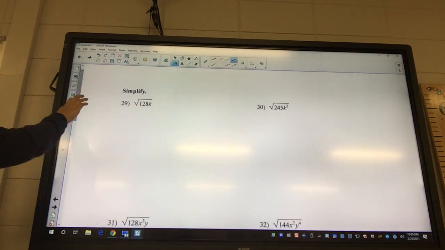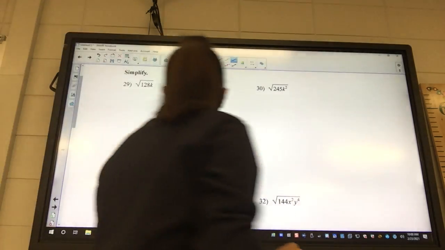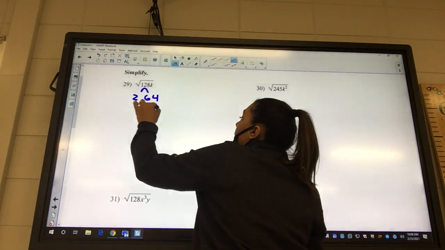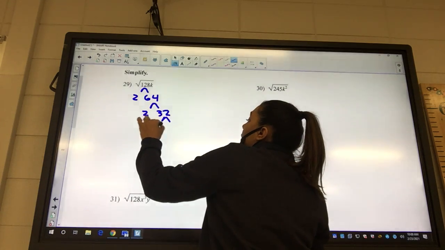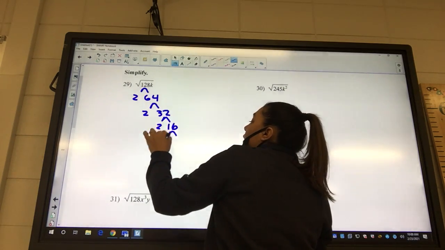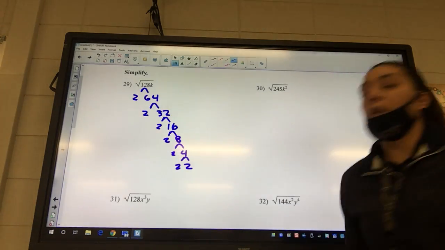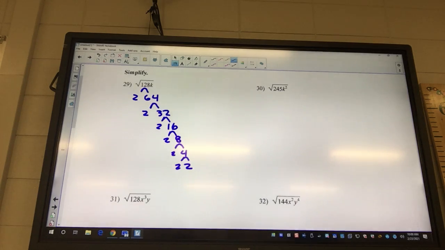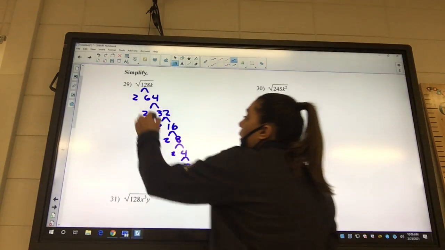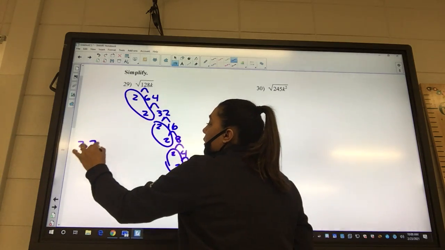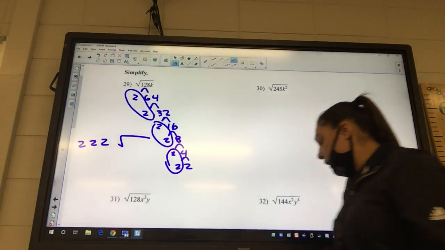Okay, simplifying radicals. What are some factors of 128? 2 and 64. 2 and 32. 2 and 16. 2 and 8. 2 and 4. 2 and 2. What is our group number? 2. Okay? So, how many can go? 3. 1, 2, 3 groups can go.